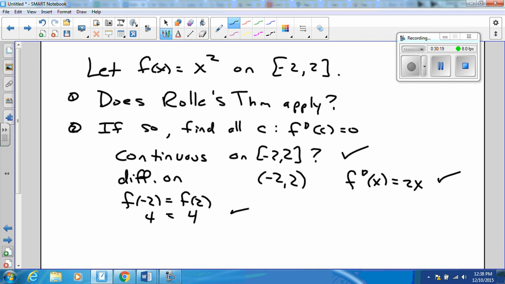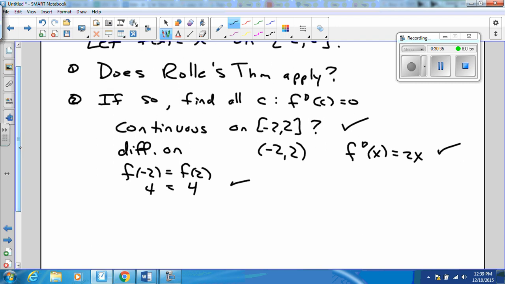What is f of -2? 4. And what is f of 2? 4. Aha, my third condition is met. Given that all three conditions are met, I can conclude there has to be a c somewhere between -2 and 2 so that f prime of c is equal to 0. How do I find it? It's really easy. F prime of c is equal to 2c, and I set it equal to 0 and find the critical point, which lo and behold is right where the local minimum of x squared is.